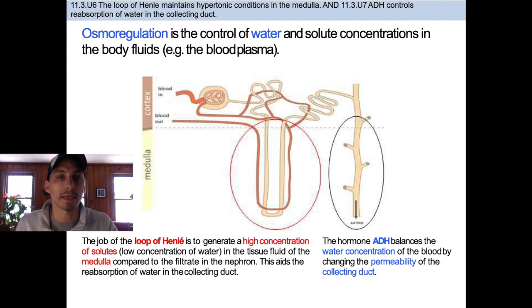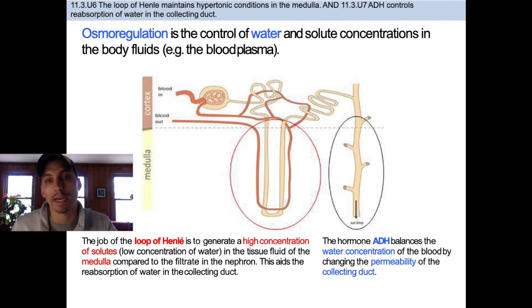And the loop of Henle, the job here is to control the water and solute concentrations. So this is the part of the nephron that directly controls the concentration of water and the solute concentration. What does that mean for you? Well, it determines how dark your urine is going to be.